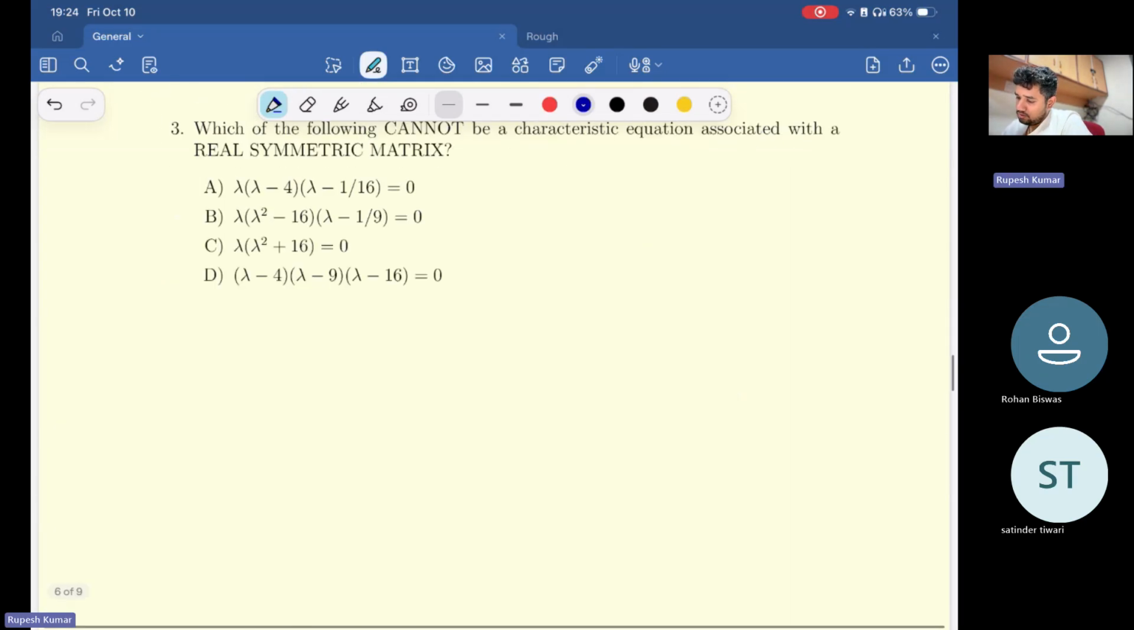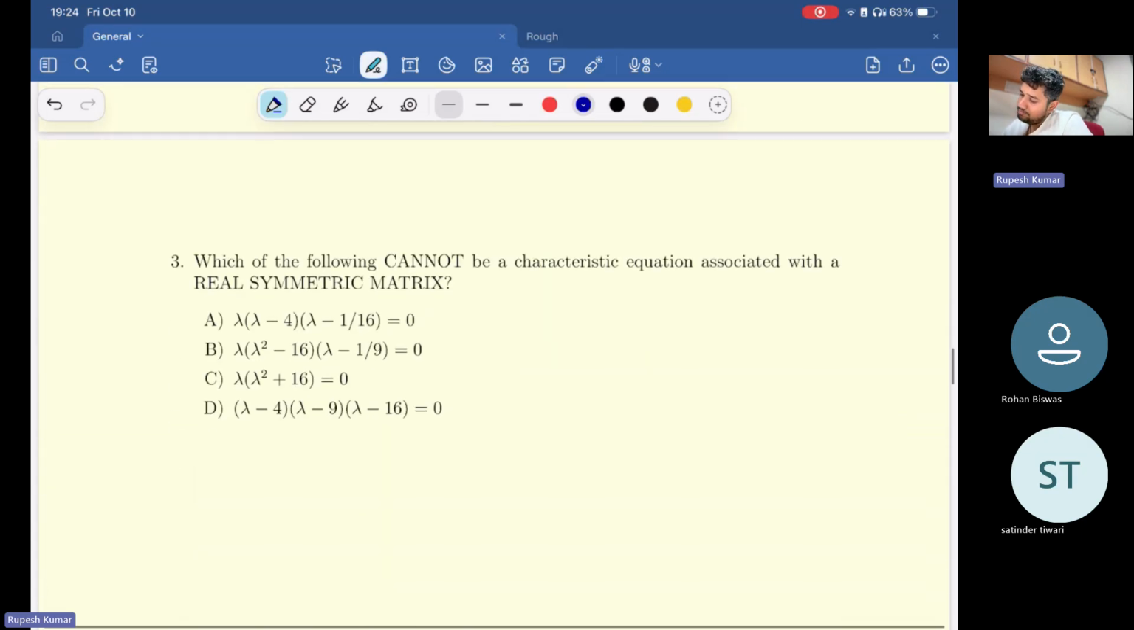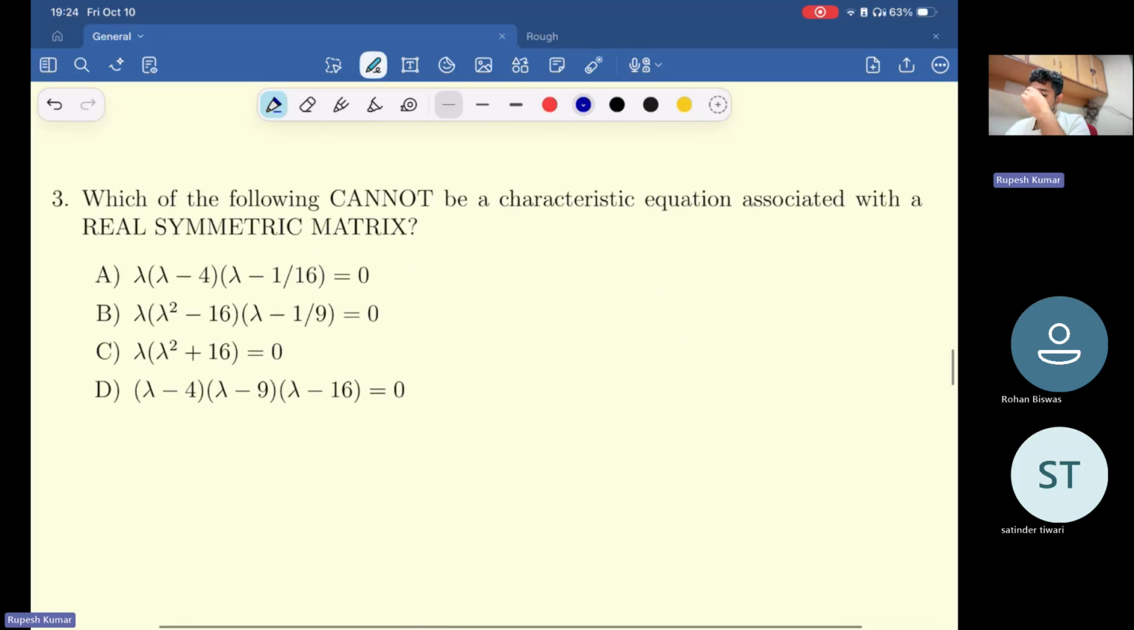Nice. Now let's move on to the next question. Which of the following cannot be a characteristic equation associated with a real symmetric matrix? Everyone, do you remember the properties of a real symmetric matrix?